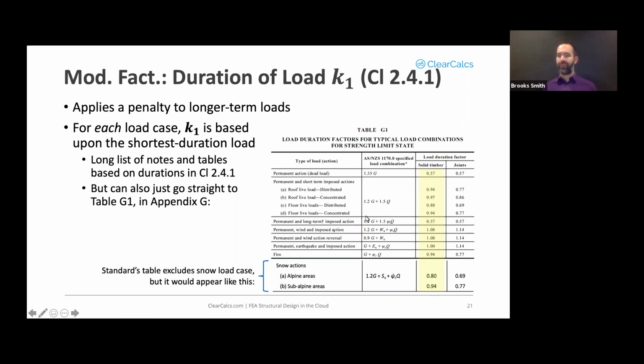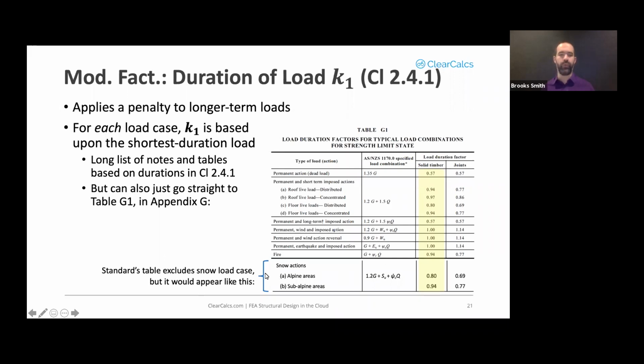Now note that for your main gravity load case, 1.2G plus 1.5Q, there are 4 different possible K1 values depending upon whether it's a roof or floor you're designing and whether it has distributed or concentrated loads. So take a look at this. You do use the smallest value here. So if you have a floor with both distributed and concentrated loads, then you would use 0.8 for the entire load case. You would not use a bit of each. You'd use 0.8 for the whole thing. So you take the worst case K1 for the entire load case.